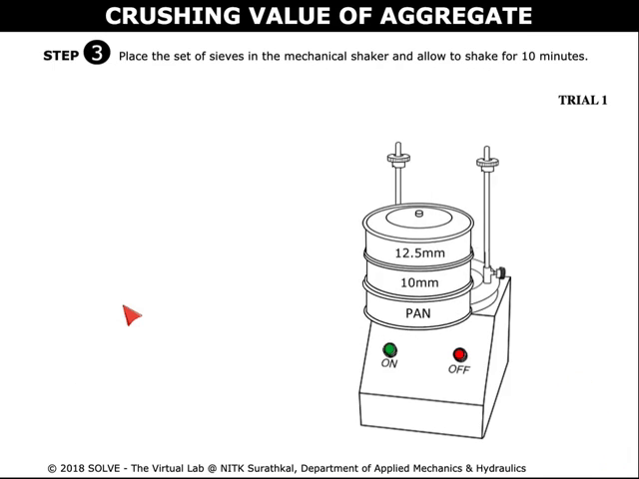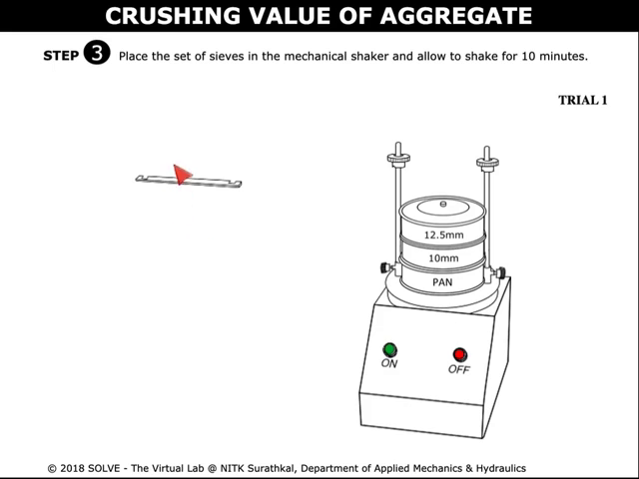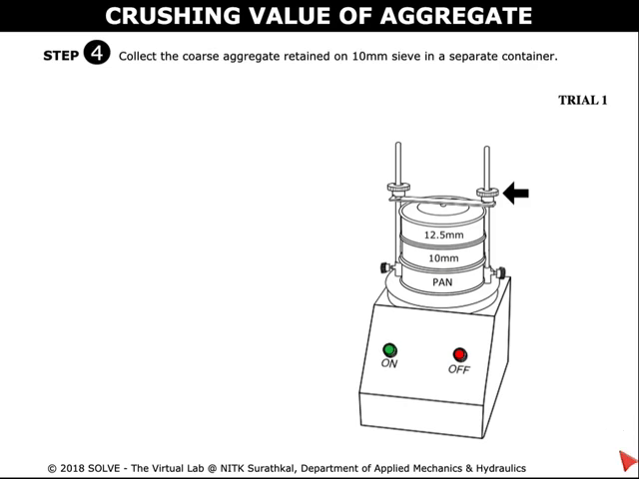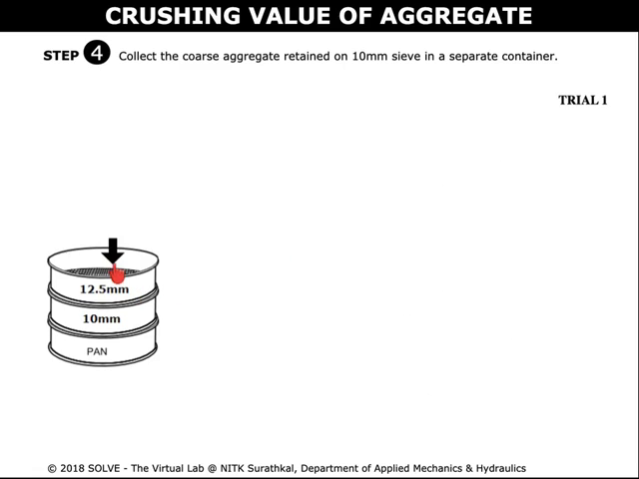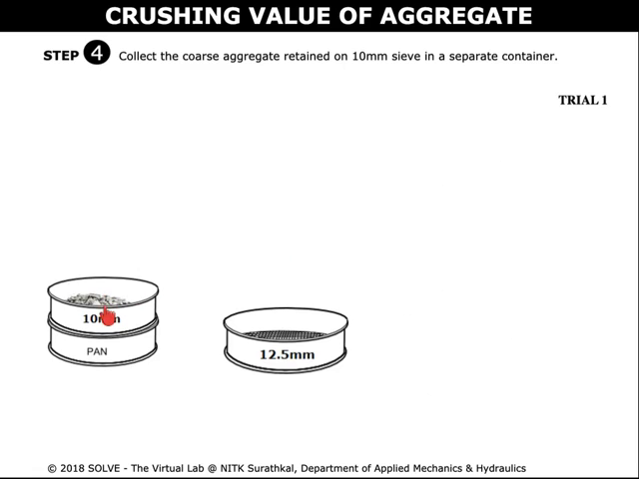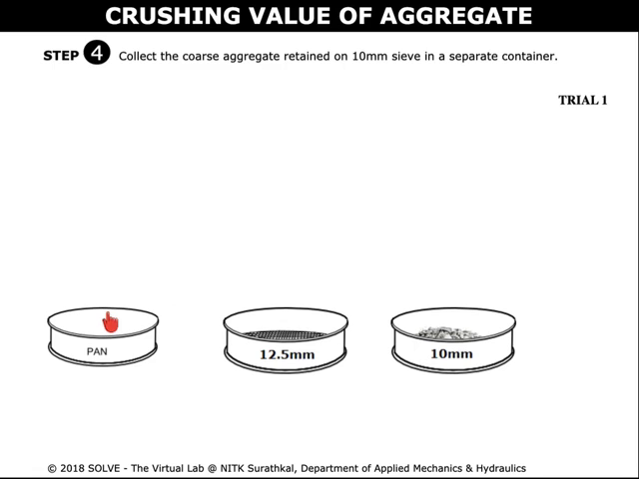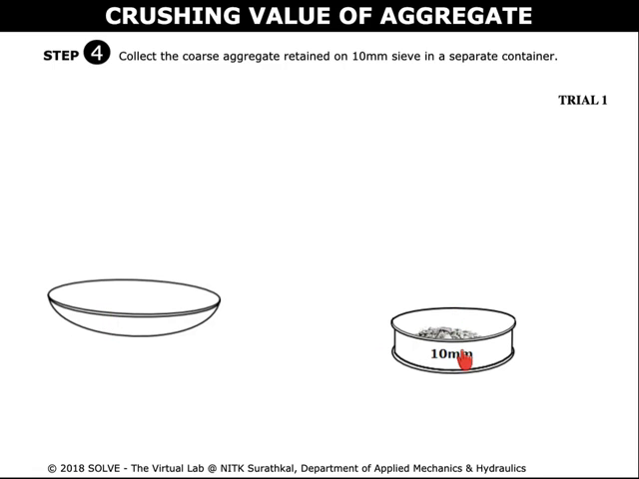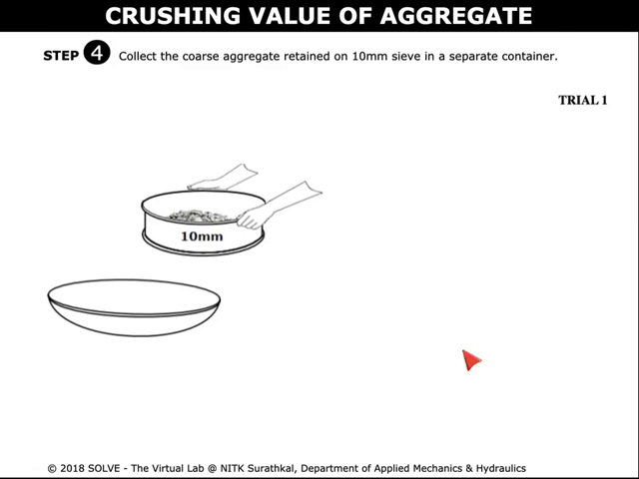Now click on the set of sieves to place it on the mechanical shaker machine. Set the sieves in its position in the machine, switch on the machine and allow it to shake for 10 minutes. Now remove the set of sieves from the shaker machine. Open the lid. Collect the coarse aggregate retained in 10 mm sieve in a separate container. Click to transfer the coarse aggregate.